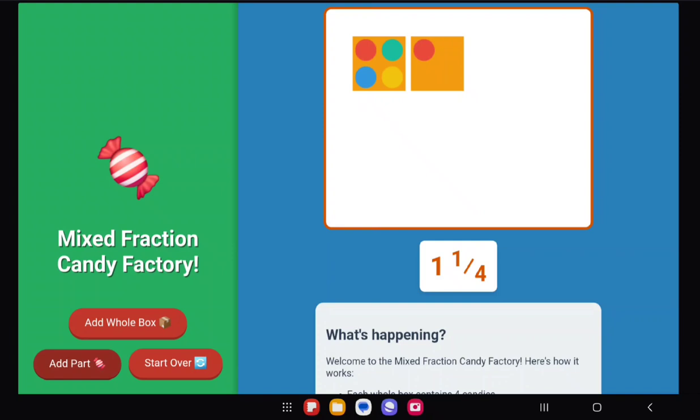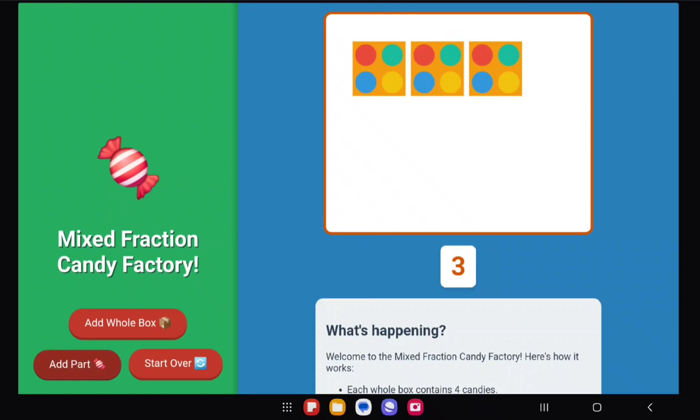If I keep on adding the chocolates or candies, you can see that the mixed fraction is changing. Now we have 2 boxes and one more part. 2 whole boxes and 1/4. 2 whole boxes and 2/4. 2 whole boxes and 3/4, and so on. Let me add another box here. It becomes 4 boxes, 5 boxes.